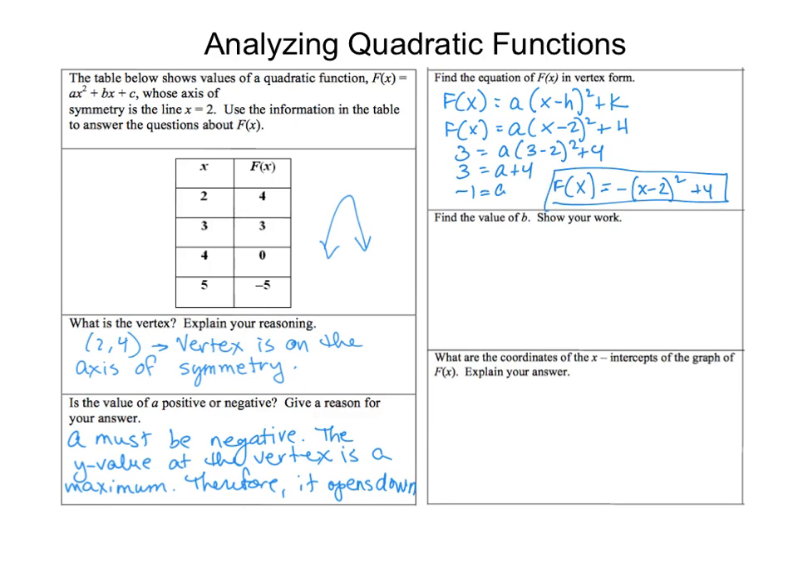And again, we expected a to be negative. You should always check that you're getting answers that line up with what you have reasoned to be true earlier. If it doesn't match, then you need to go back and check your work.